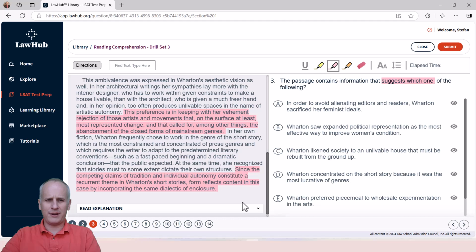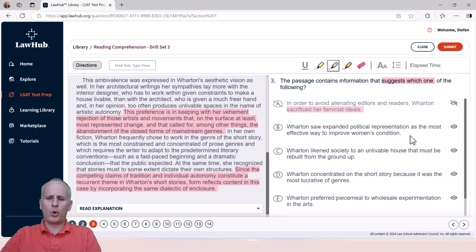So we have reacquainted ourselves with the main idea, and we're looking for reasons to eliminate in our answer choices that are focused on this big picture narrative that Wharton, while struggling against the confines of her time, whether it's in her architectural writing or in her fiction, she didn't want to completely move away from the structures of her time either. So, starting with choice A, in order to avoid alienating editors and readers, Wharton sacrificed her feminist ideas. Well, that would be incredibly extreme and certainly wasn't there. We can eliminate choice A.